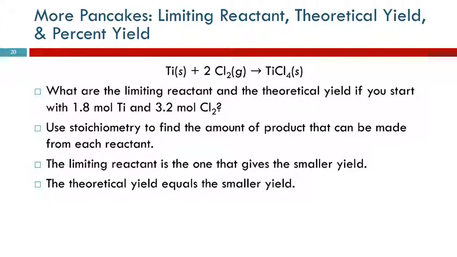So what we're going to do here, the approach is we're going to use stoichiometry to find out the amount of product that we can make from each reactant, just like we did with the pancakes and the ingredients. We're going to say, well, if we have 1.8 moles of titanium, how many moles of product could I make? 3.2 moles of chlorine, if that all gets used up, how much of this can I make? The limiting reactant is the one that gives the smaller yield. The theoretical yield is the smaller yield.